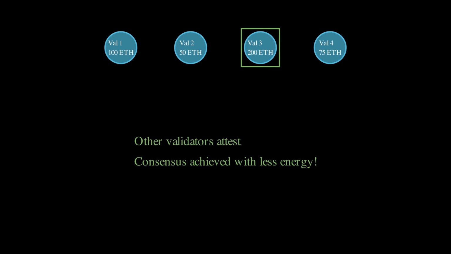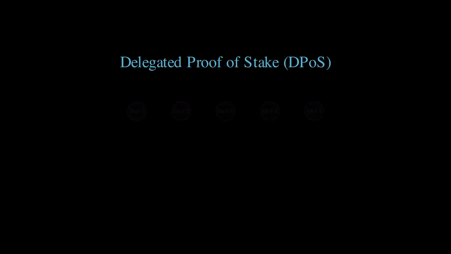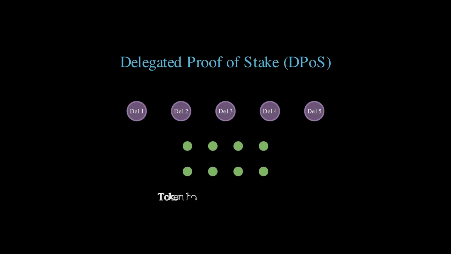But wait, there is more. The crypto world has gotten incredibly creative with consensus mechanisms, each solving different problems. Delegated proof of stake is like representative democracy for blockchains. You've got regular token holders, those green dots, who vote for delegates represented by the purple circles. Instead of everyone participating directly in consensus, you elect representatives who take turns producing blocks. It's faster, more scalable, but potentially less decentralized.